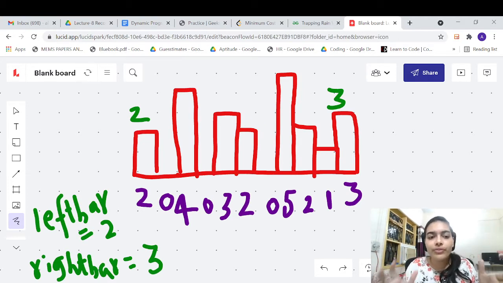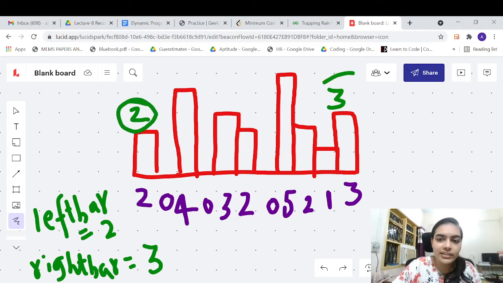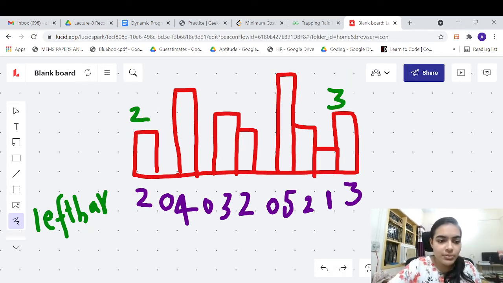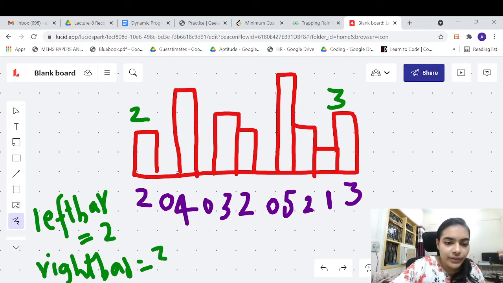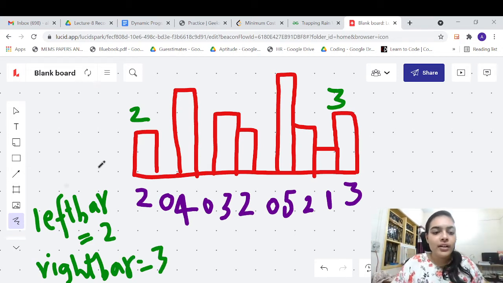So in this case we have to see which is the limiting block, which will it be? It will be the left, right? 2 is smaller than 3, so 2 is the limiting block, which may cause problems. Whenever we have a limiting block, we will try to shift from that. So let's see this particular example.